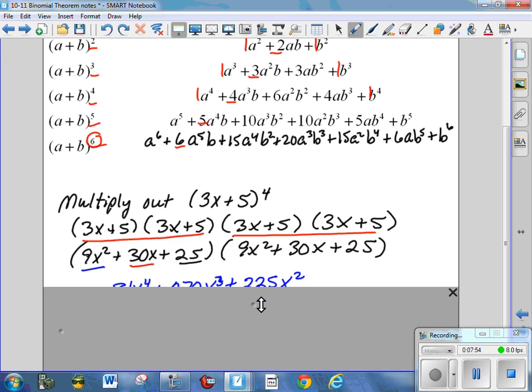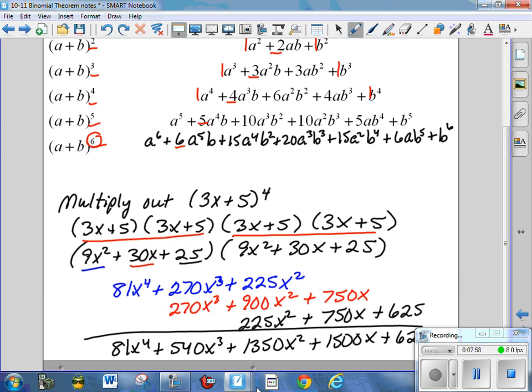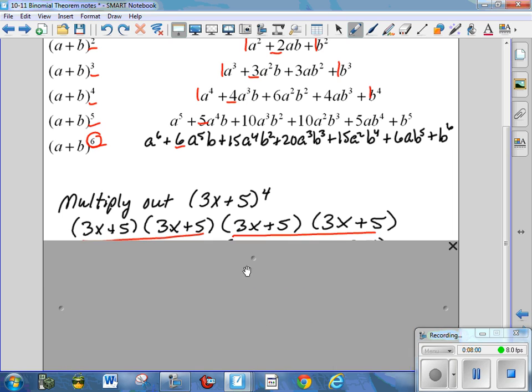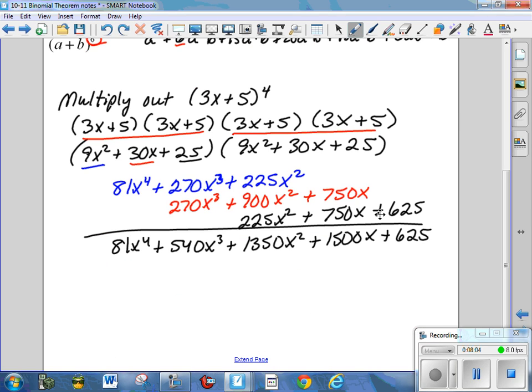Anyway, do that twice. Then you're going to have to distribute. And I'm going to show you how I do it to keep it organized and make it look nice. And I think I'm going to shut this thing now and extend the page so I can bring this up a little bit. Okay, there we go. So I've got 9x squared plus 30x plus 25 times itself. So I'm going to start with multiplying 9x squared times everything in the second trinomial here.